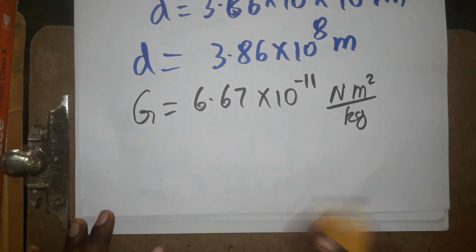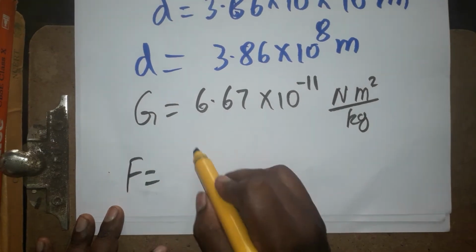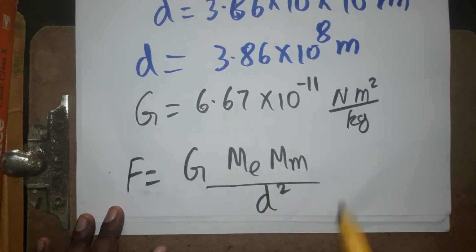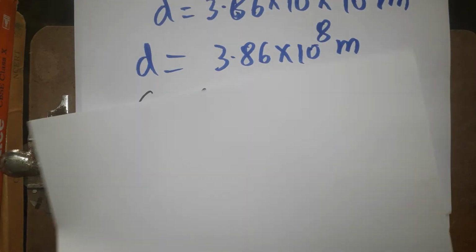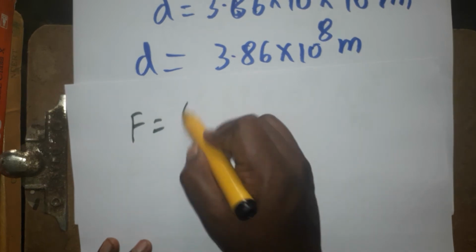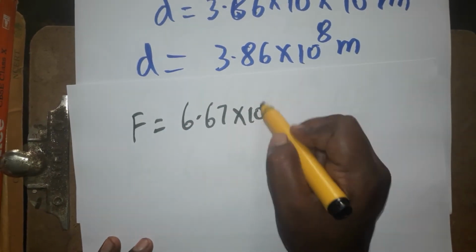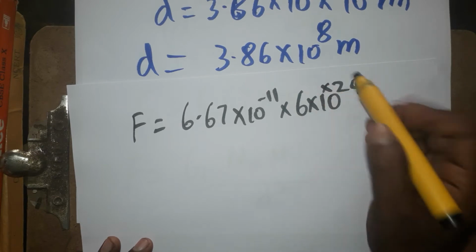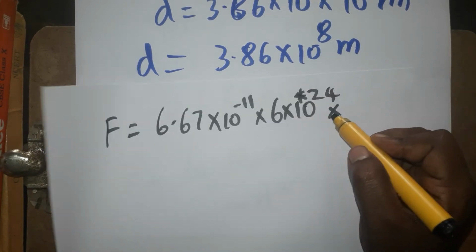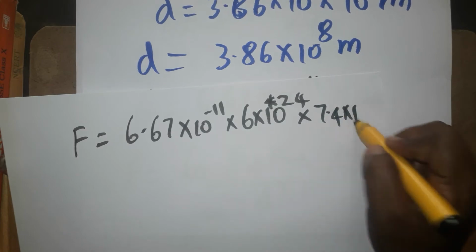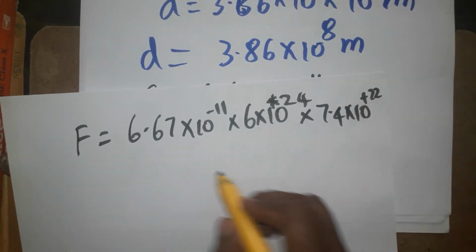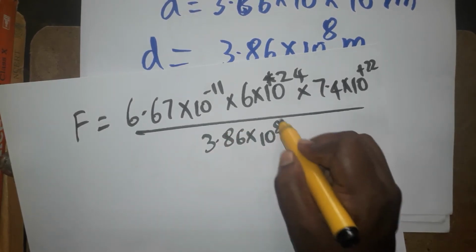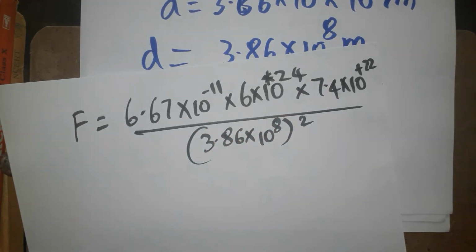Now we are going to calculate the problem. F is equal to G times mass of the earth, mass of the moon, divided by distance square. G is how much? 6.67 into 10 power minus 11. Mass of earth is how much? 6 into 10 power 24. And the mass of the moon is 7.4 into 10 power 22, divided by distance square. Distance is how much? 3.86 into 10 power 8, whole square. This is what we have.